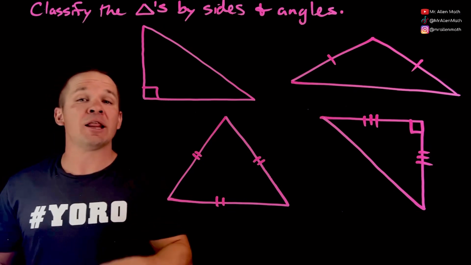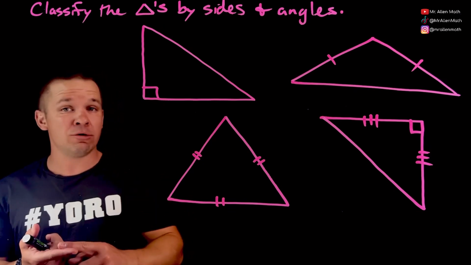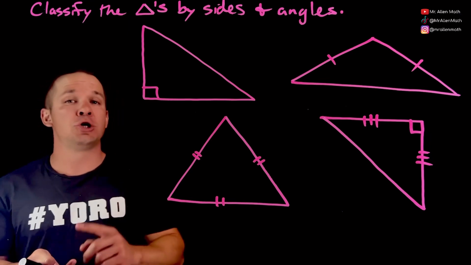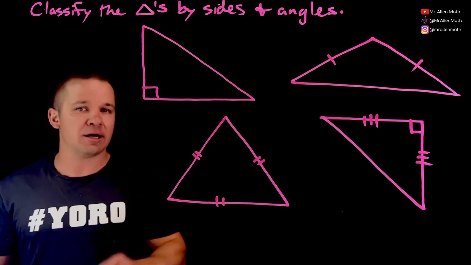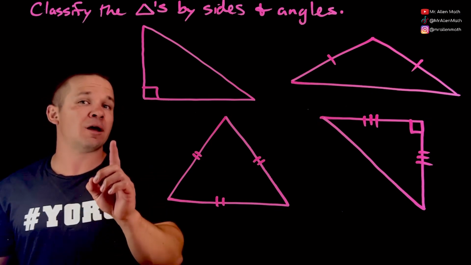Fun fact. All right, and then by angles, we're talking, is it acute? Is it right? Or is it obtuse? In order to be acute, all three angles need to be less than 90. Okay? Obtuse, you just need one that's greater than 90 degrees.